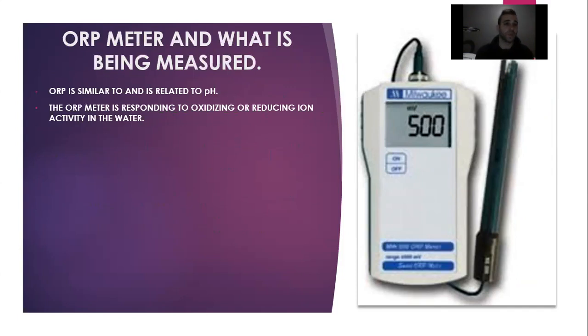You could simply add salt to a water, and that would increase the conductivity, because you'd be increasing its electrolyte concentration. So what we're reading is the oxidizing or reducing ion activity in the water. We're reading the redox reactions in a liquid. It measures a water's capacity for electron transfer. That's another way to put it.